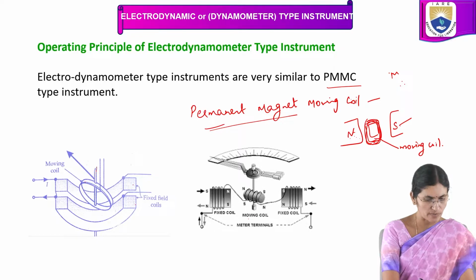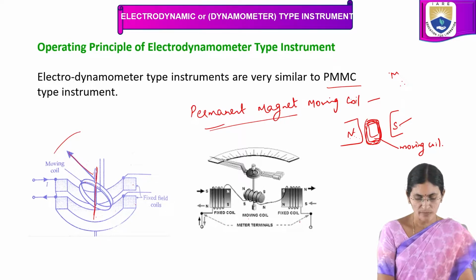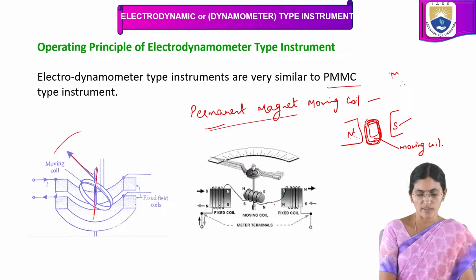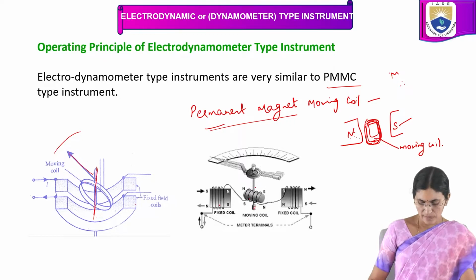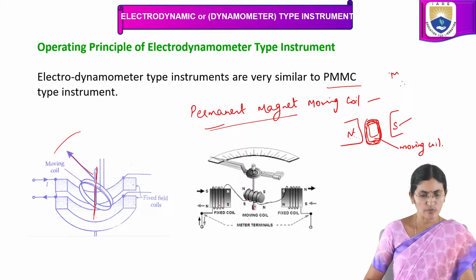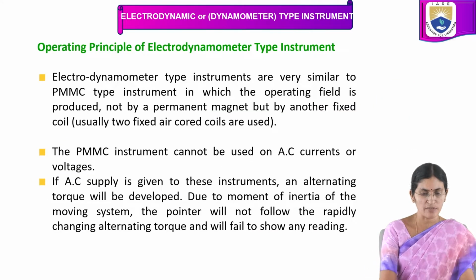This moving coil is placed on the spindle, or you can say it is a moving system, and attached to this spindle we have the pointer. This pointer will show the deflection. Similarly here also we have fixed coils and moving coil. Moving coil is placed on the moving system. We will see the construction of this. Before that we will see the operating principle of dynamometer type instruments.